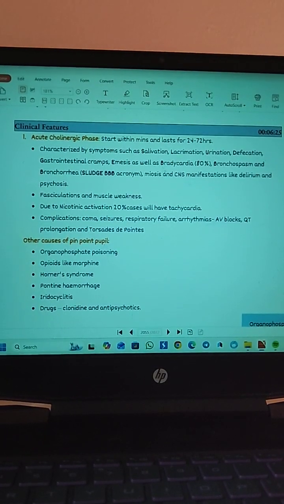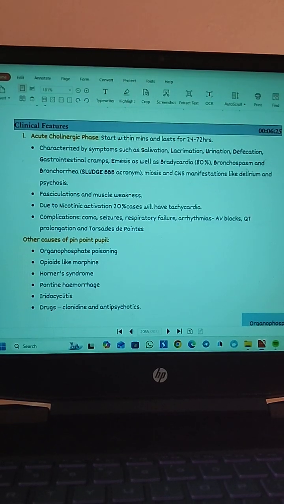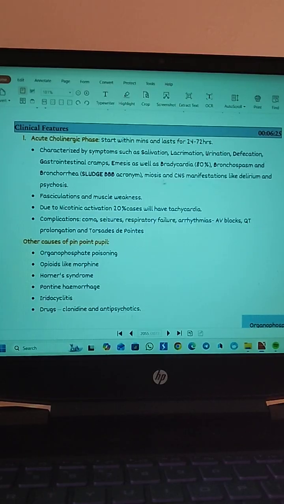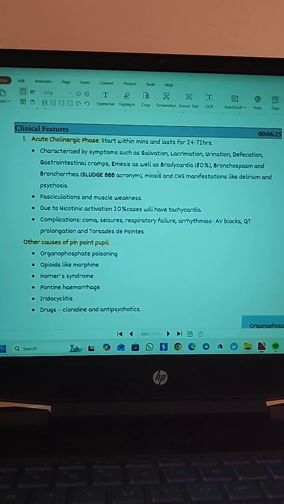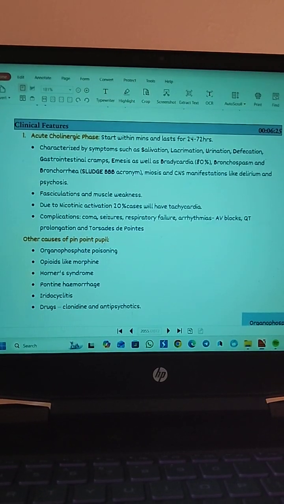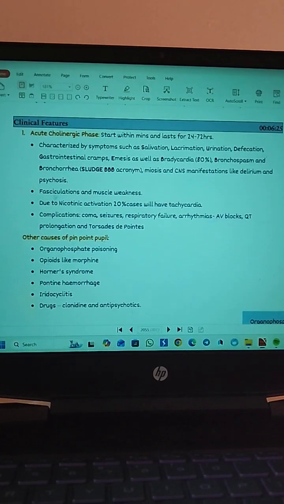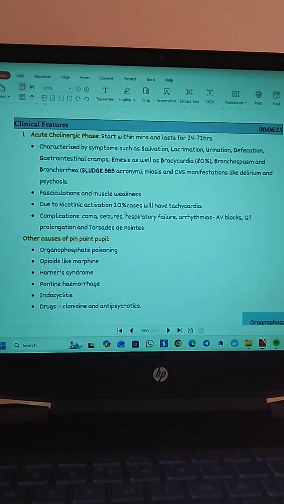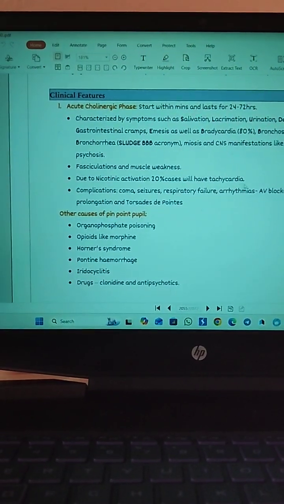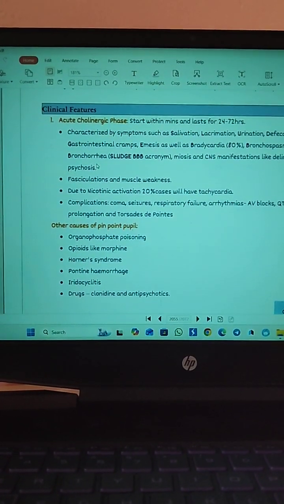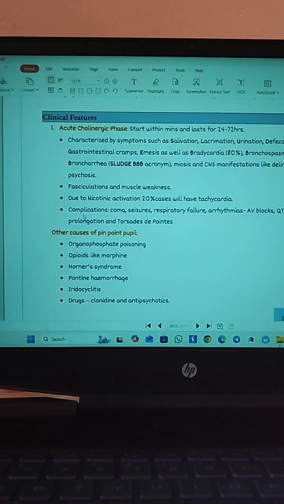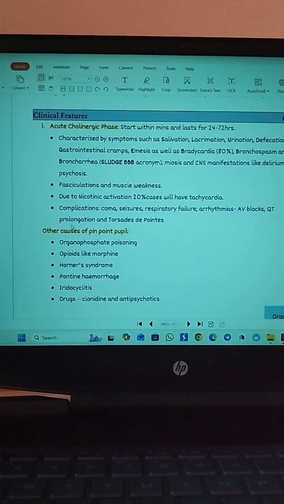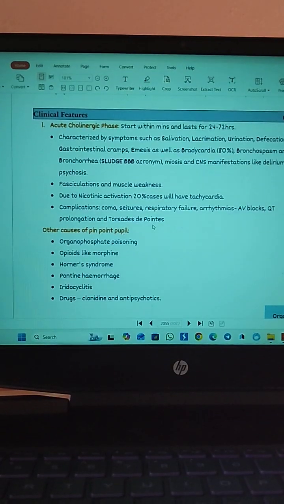In 80% of cases bradycardia will be there, plus bronchospasm and bronchorrhea. Along with this there will be miosis, constriction of the pupil, and CNS manifestations like delirium and psychosis. In muscles there will be fasciculations and muscle weakness, and due to nicotinic activation 20% of cases will have tachycardia. Some patients also have complications like coma, seizures, respiratory failure, arrhythmia, AV blocks, QT prolongation and Torsades de pointes. These are the complications.